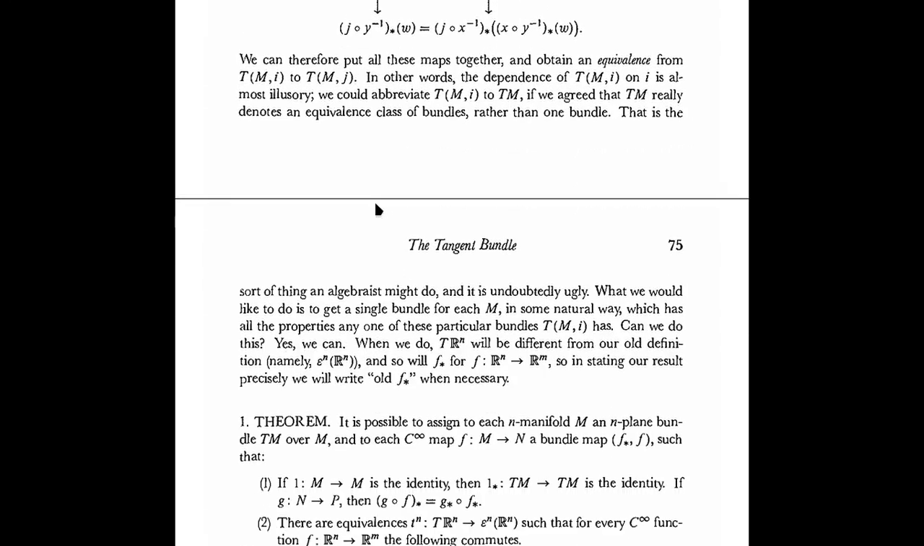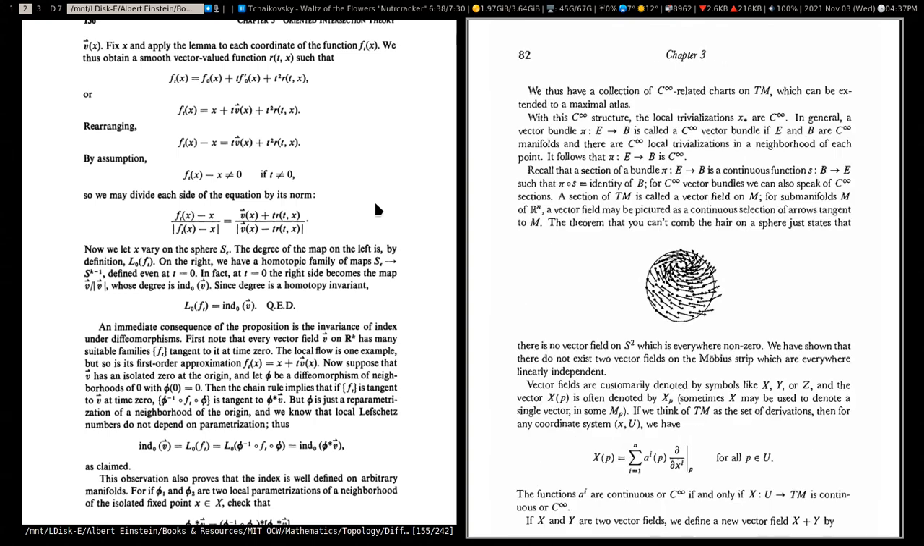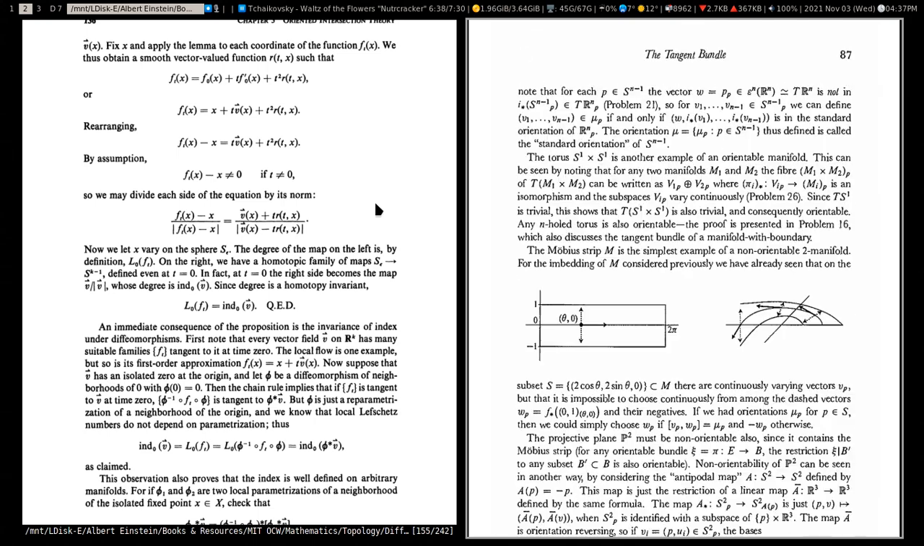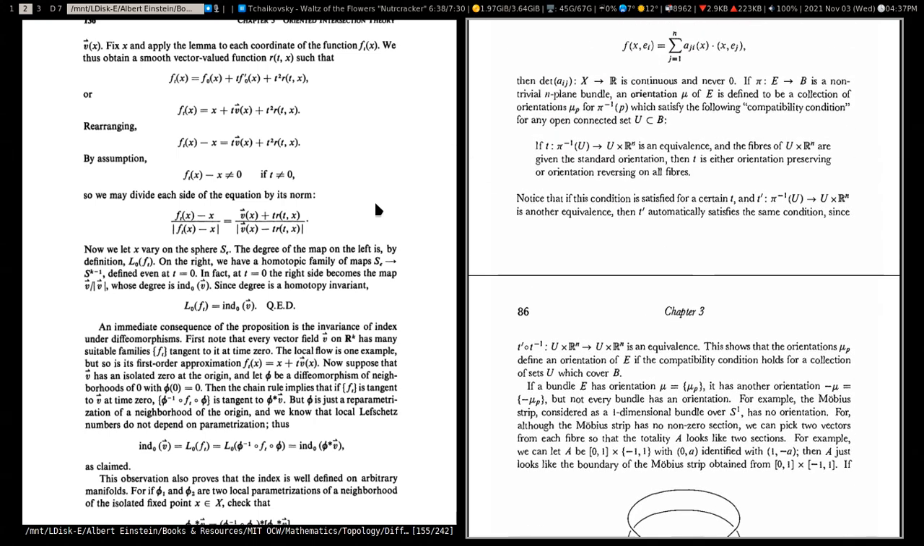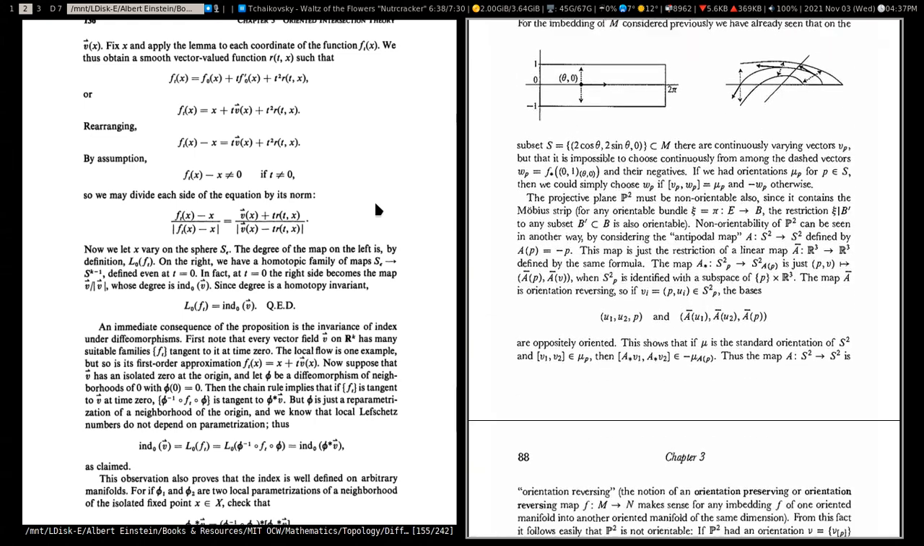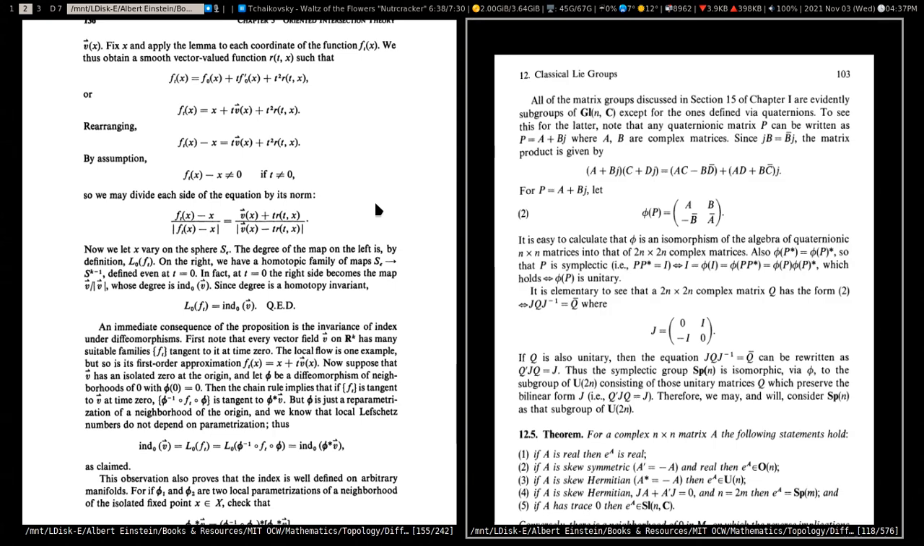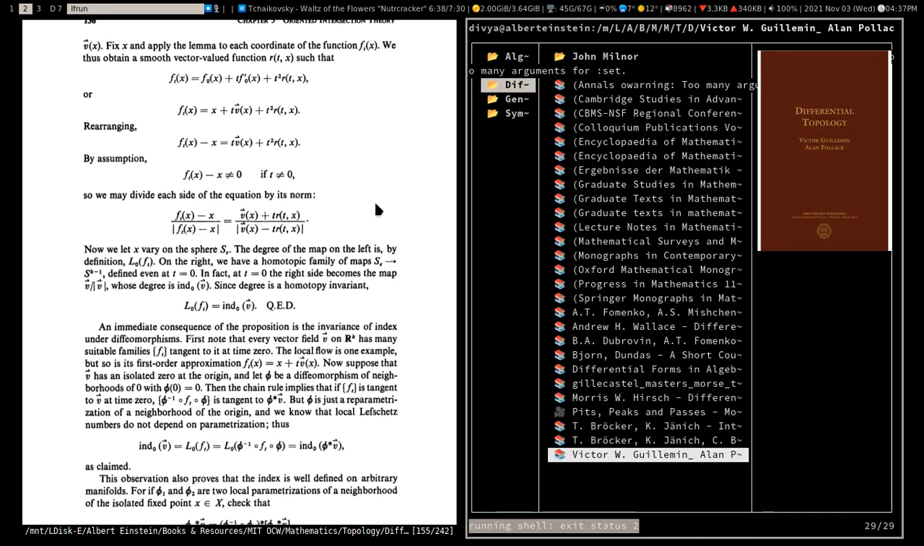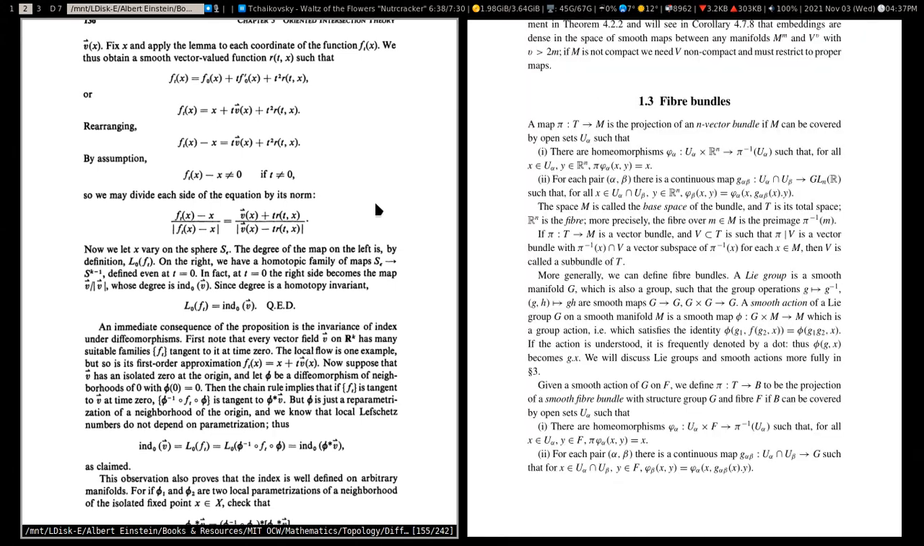Okay, so I don't think there's anything else specifically that I would like to talk about. You probably should do some more reading if you're interested, but we'll come back to vector bundles in more detail, like after a month, after we're done with transversality.